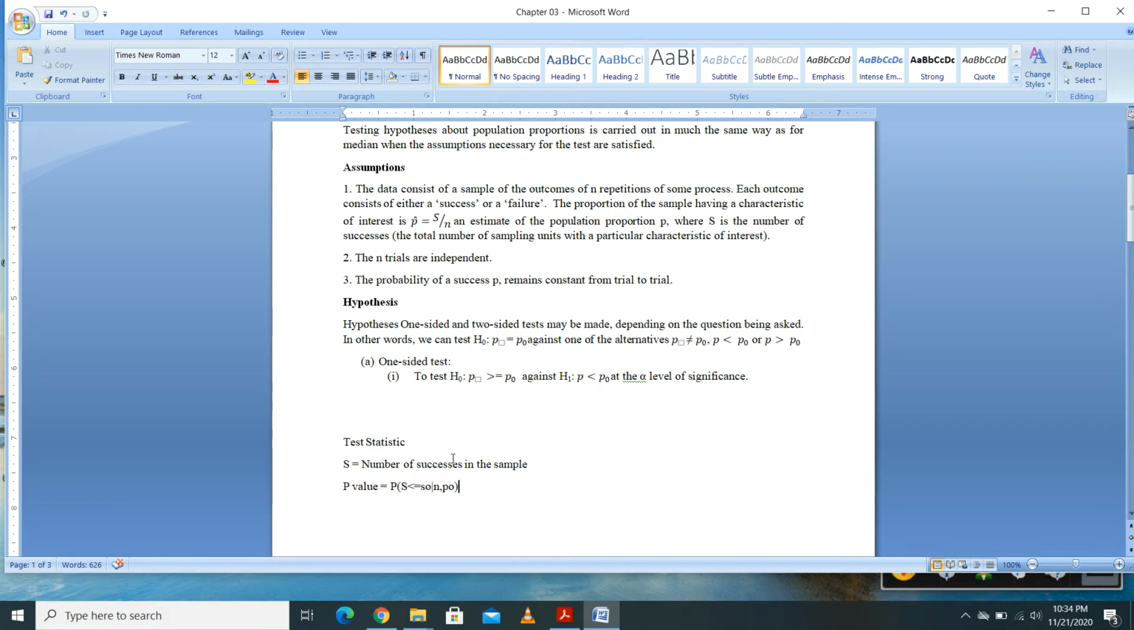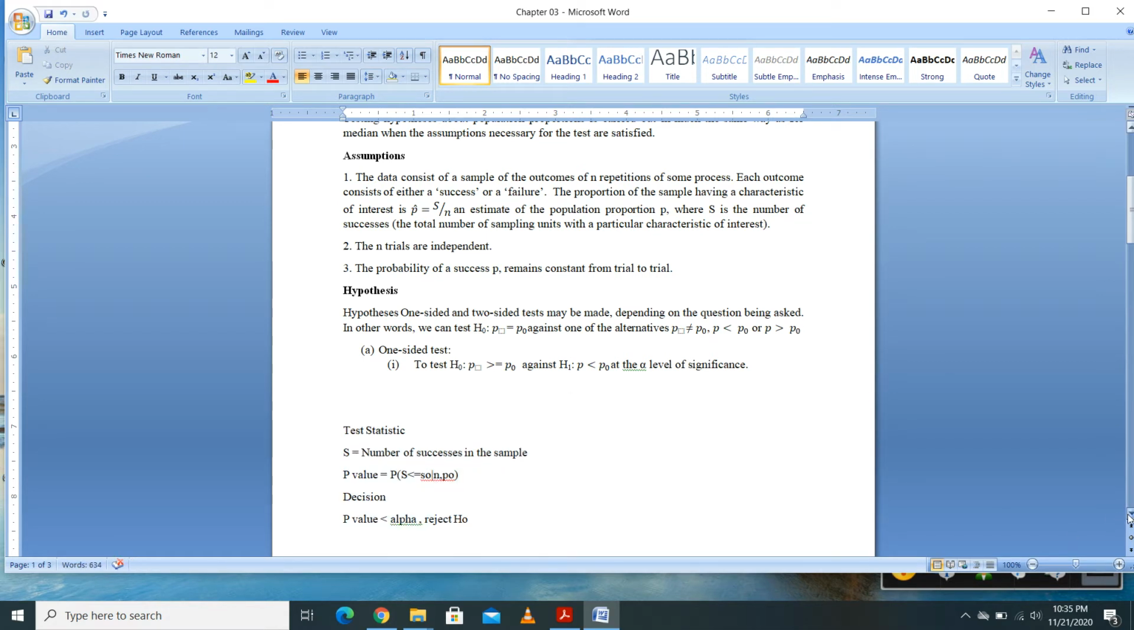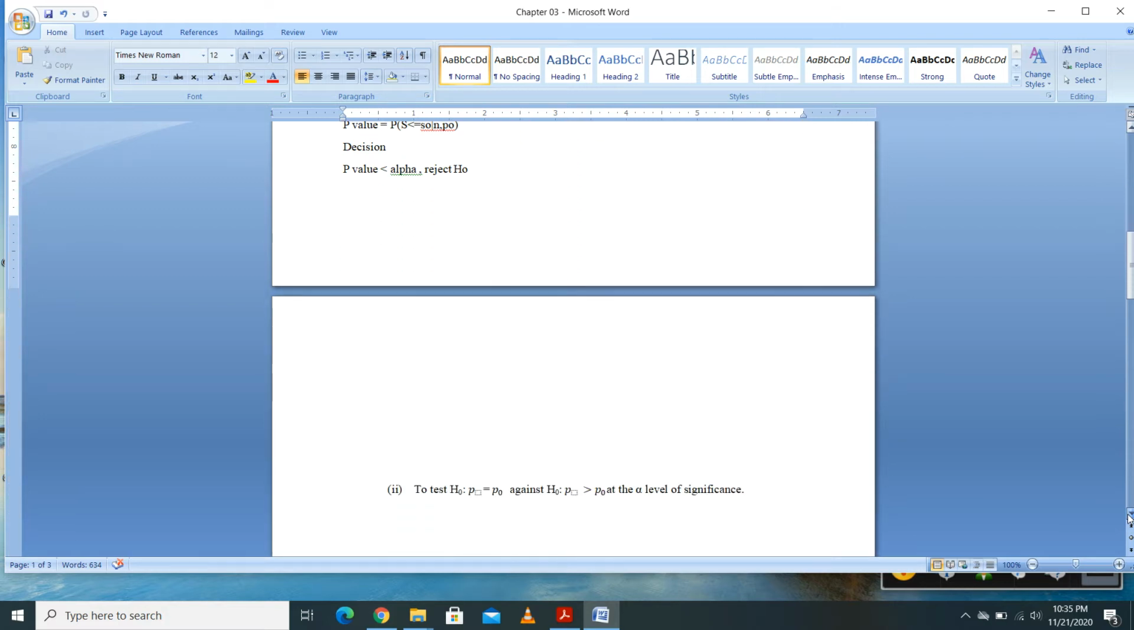After calculating the p-value, you can take your decision. If the p-value is less than alpha, we reject H naught. That is what you have to do when it comes to the one-sided test. I'll just copy this so it would be easy when we illustrate the next one-sided test.